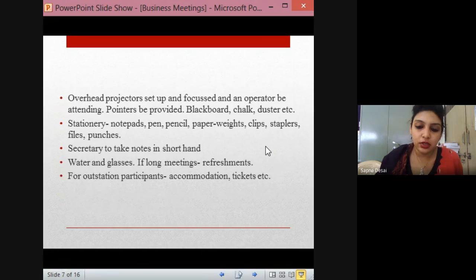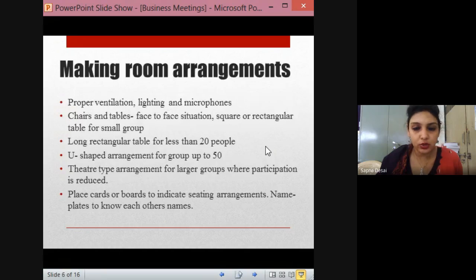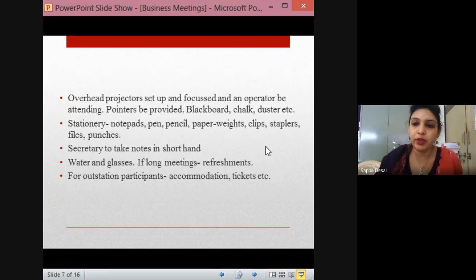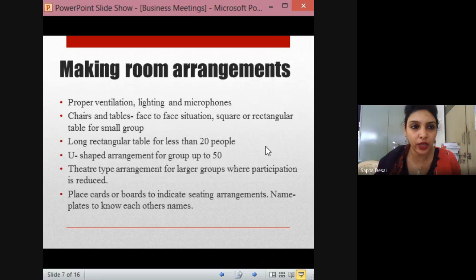Okay, this is a most important point. The sitting arrangement all depends upon how many people are going to participate, whether this meeting is on a small scale, or a very formal meeting where you are calling people from outside, from different cities, from different countries to participate. So it all depends upon that, right?